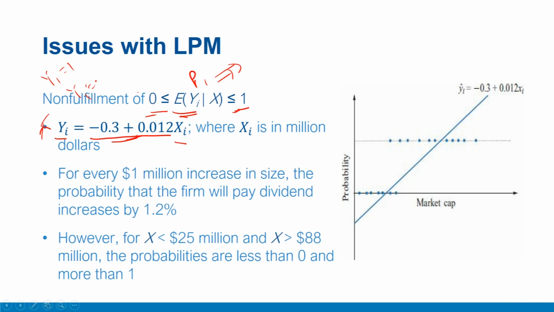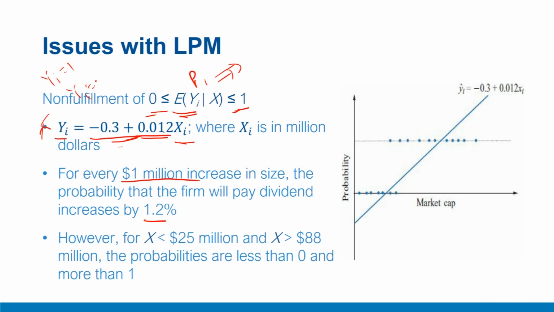In this function, if the resulting function is of this form, then every $1 million increase, since xi is in millions of dollars, every $1 million increase in the capitalization indicates that the probability that the firm will pay a dividend increases by 0.012 or 1.2%.